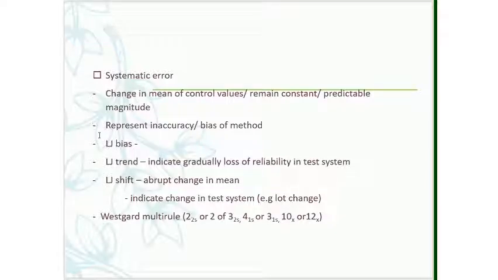For systematic error, the change in the mean of control values remains constant, with predictable magnitude. It represents inaccuracy or bias of the method. In the Levey-Jennings chart, a trend indicates gradual loss of reliability in the test system. In an LJ shift, it shows an abrupt change in mean, indicating a change in the test system, for example a lot change of reagent, QC or calibrator. And in the Westgard rules, these are the rules shown for systematic error.